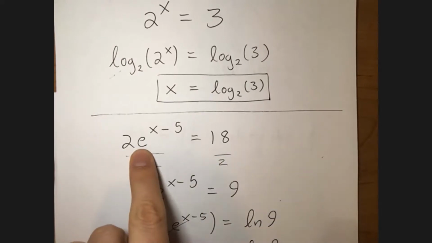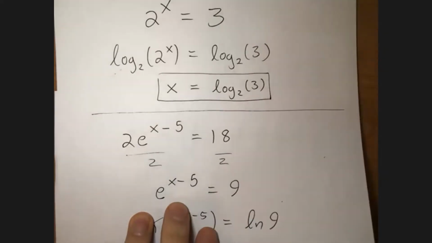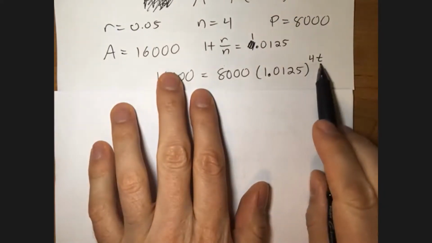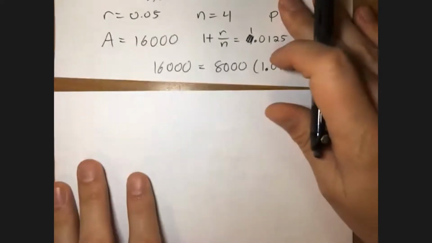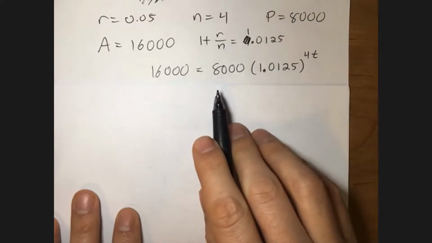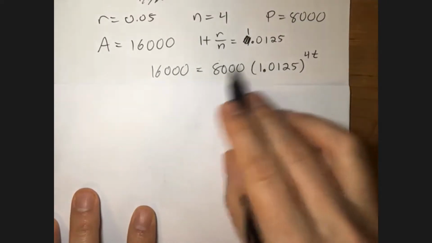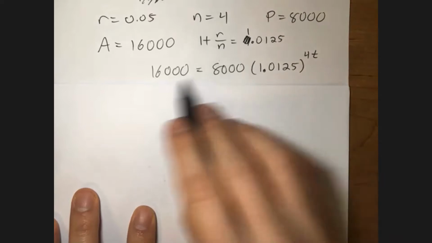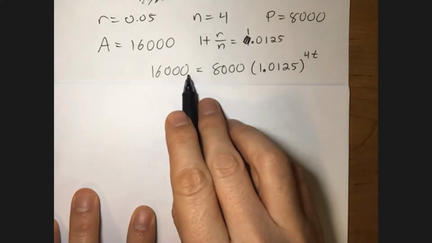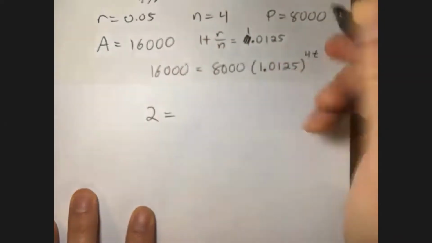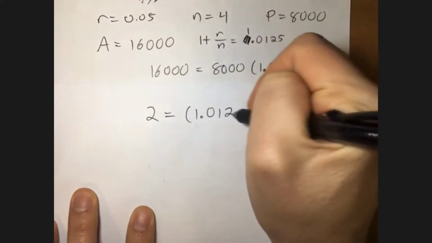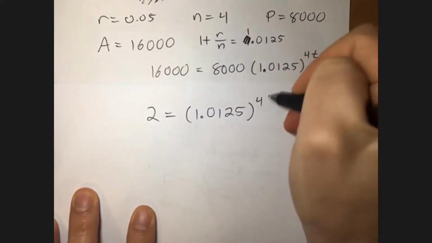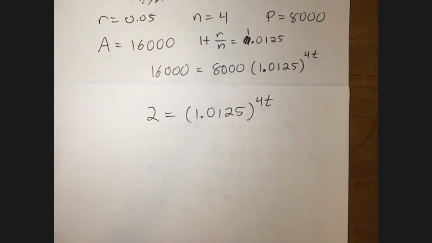2 is multiplied by the thing raised to the power. So we divided by 2. Same thing here. Something's raised to the power of 4t, but it's being multiplied. Let's divide by that first, okay? So I'm going to divide both sides by 8,000. If I do that, the 8,000s cancel over here, and 16,000 divided by 8,000 is just 2. Okay.